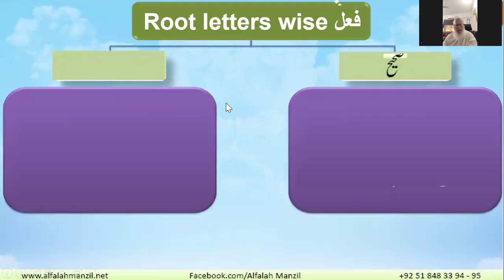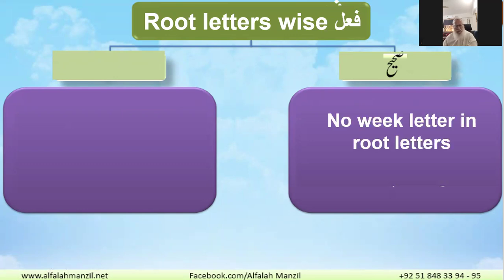Then the verbs, root letter wise, can be divided into Sahih, meaning the sound, with no weak letter in the root letters, just like Fataha, Allama, Istaghfar. Now you may ask, you say there is no weak letter, but in Istaghfar there is a Hamza or Alif. No, this is an extra letter. The root letters are Ghain, Fa, Ra.